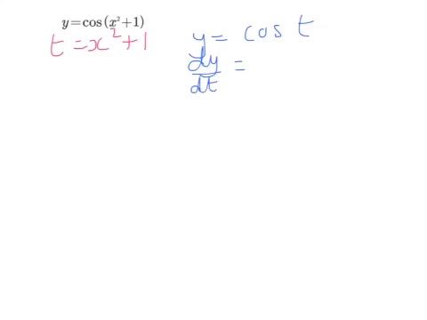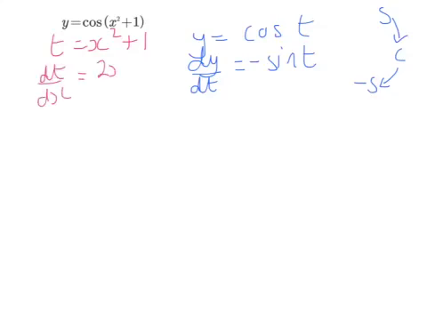Okay, here we go again. So let t equal x squared plus 1. And therefore y is cos t. So we're going to differentiate dy by dt. Now, sine differentiates to cos and cos differentiates to minus sine. It goes around like that, doesn't it? So minus sine t. Okay, and then let's do this one. dt by dx equals 2x.